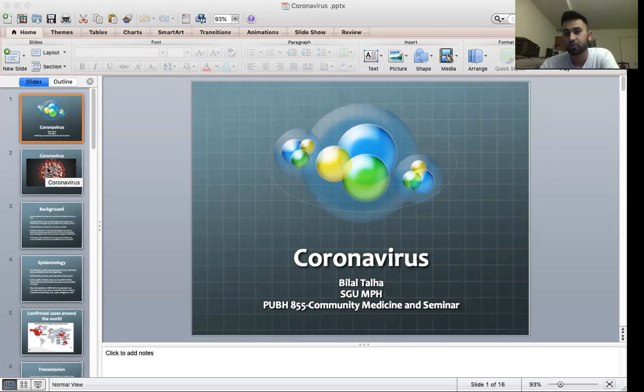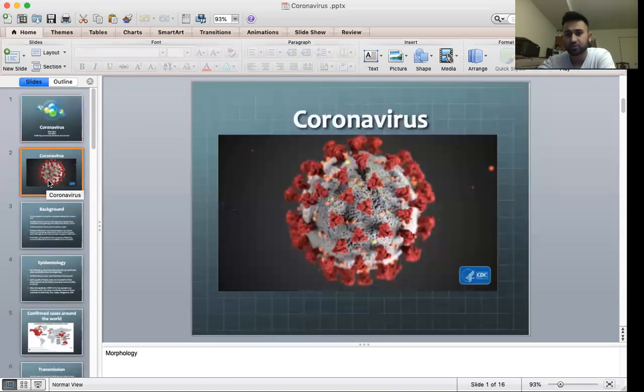So I chose the topic coronavirus because I figured it was very relevant in today's world as far as what's going on. So just gonna start. That's just a pretty morphological picture of the coronavirus. Just a class of coronaviruses, what they exhibit, the proteins on the structure.